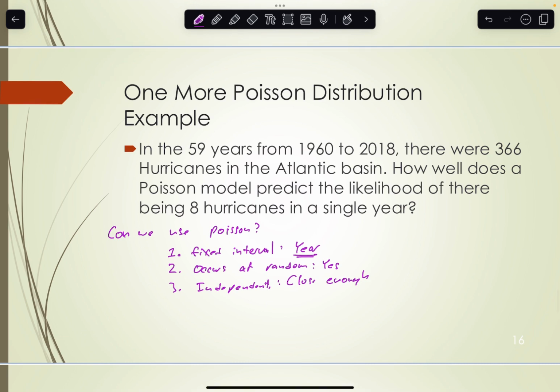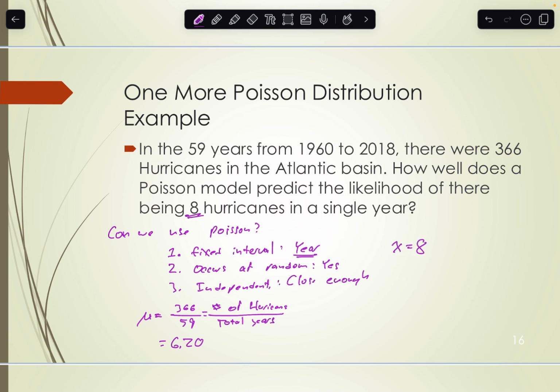All right, so I want to do a Poisson model. What do I need to make a Poisson model? I need the mu, the expected value. That's going to be 366 hurricanes over the total years. There were 59. I type in 366 divided by 59, and I get 6.20 hurricanes per year. That's the average. So my mu is 6.20. My x is 8, because I'm concerned about 8 hurricanes. And that's all I need for Poisson.